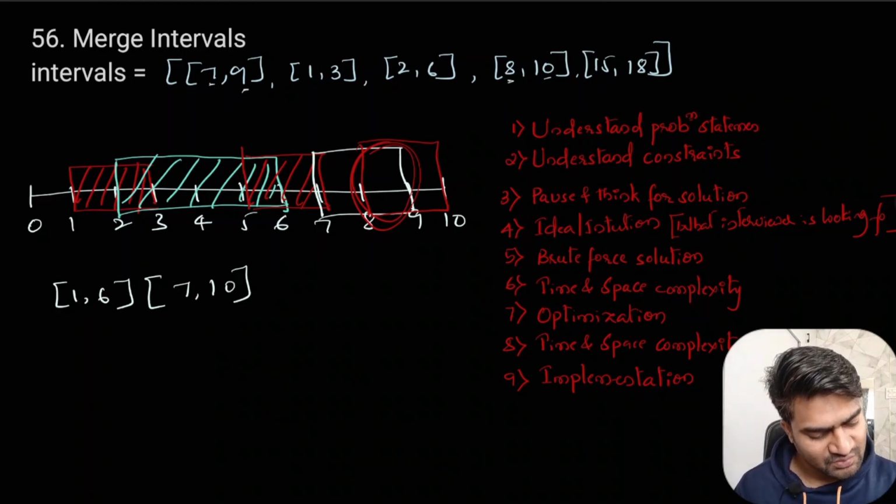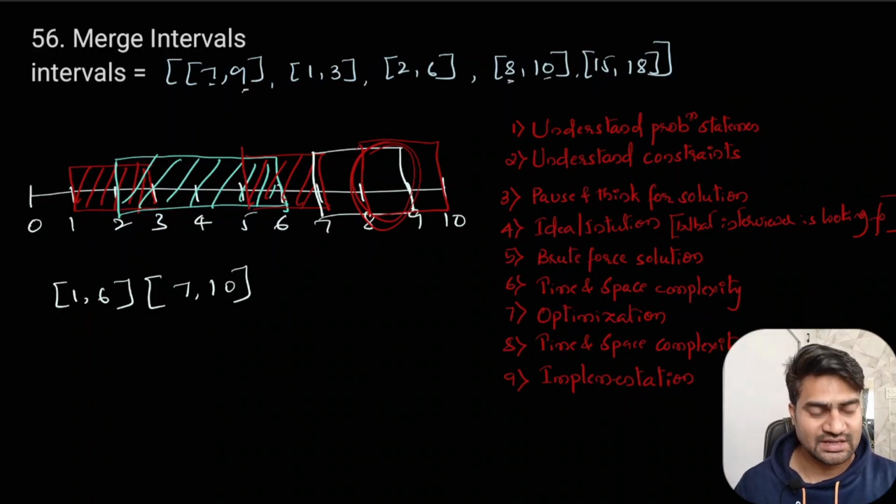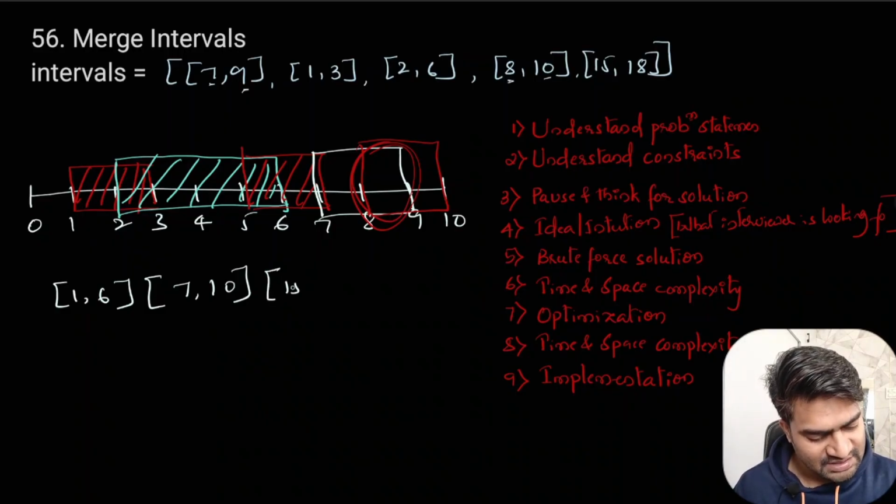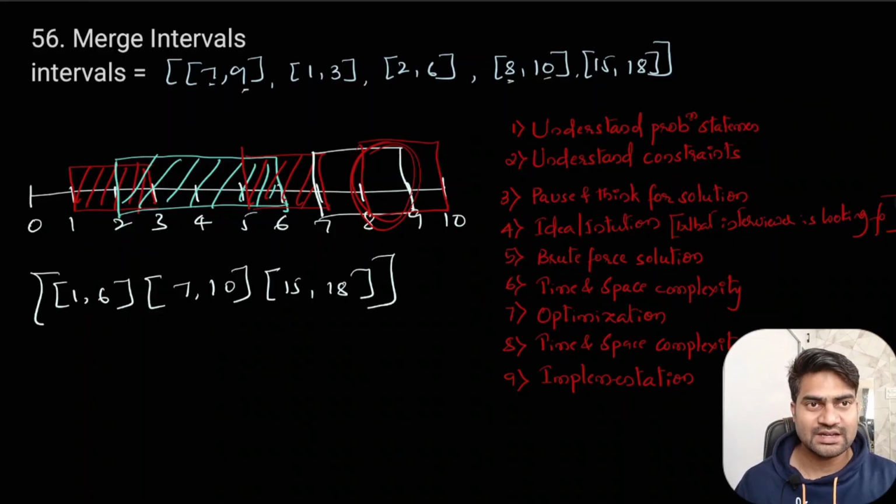Now the remaining one would be 15 18. It does not merge with any other interval, so I will simply take that. So this is our expected output after the merge of the intervals. This we need to return. So this is basically the problem statement, and we also saw the constraints.